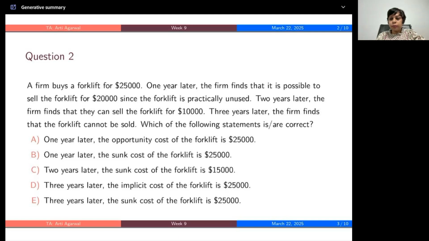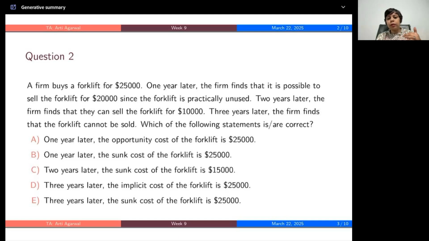The second statement is: 1 year later, the sunk cost of the forklift is $25,000. Now, the sunk cost is basically the amount you have already spent on some commodity, some capital, some equipment, something. And that is always going to be the same amount, irrespective of the passage of time. Like we take depreciation or whatever on the current value of that item, right? But sunk cost is the amount you have already spent on something, which you may or may not be able to recover at all.